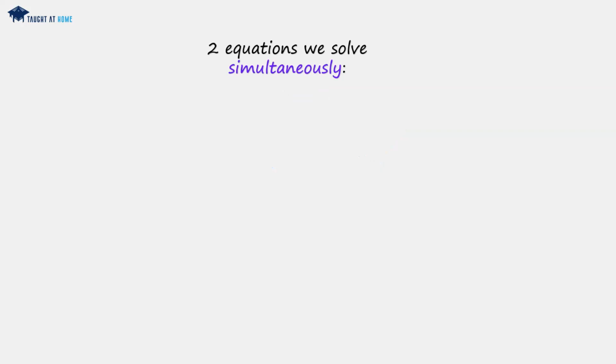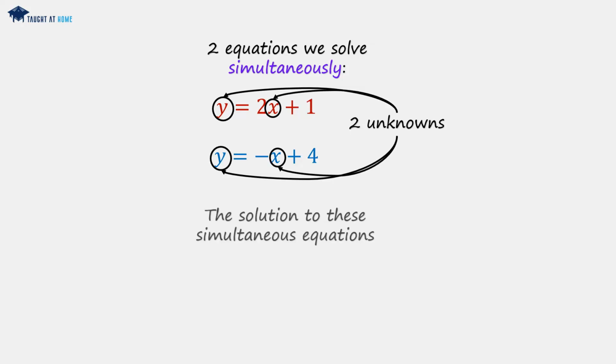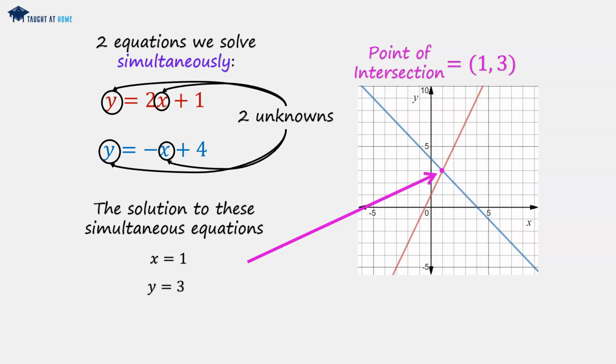So we have two equations we solve simultaneously. We solve them at the same time. For both these equations, we have two unknowns. In each we have a y value and we have an x value. So the solution to these simultaneous equations are therefore x is equal to 1 and y is equal to 3. And we can get this from the point of intersection.